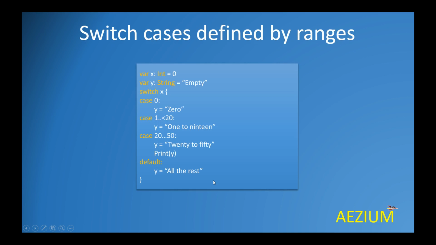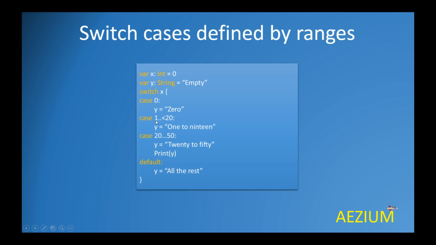Switches can be used together with value ranges. So instead of having individual values for each case, we can have a range of values. In this example, we are using 2 ranges.